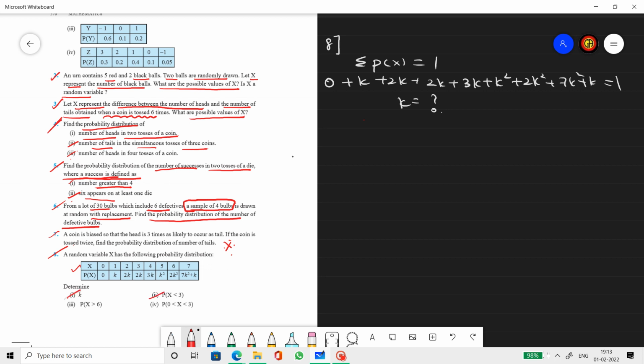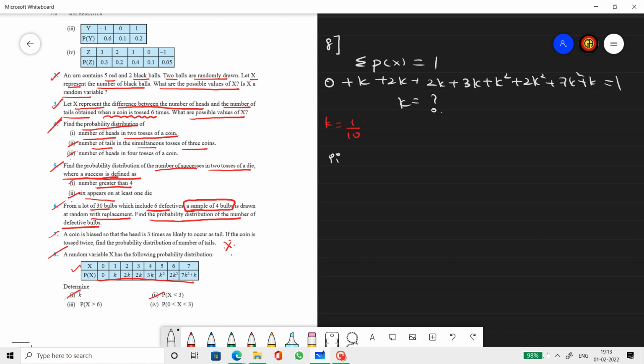Next is refill the k value in the table. Once you find what is k, you assume that you're getting k as 1 by 10. I'm not sure, it could be 1 by 10 or something. Assume that we are getting k as 1 by 10. So then refill the values in the table. Complete the table in the first place. Then answer the second subdivision.